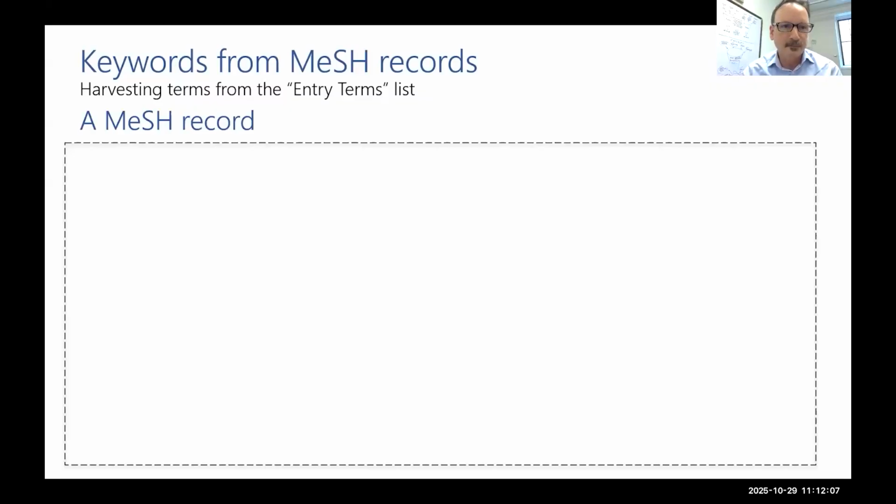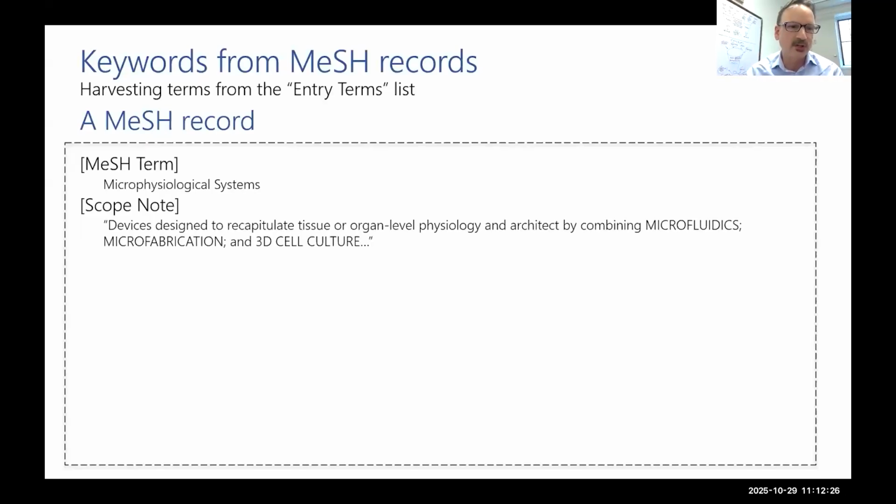And so how do we do that? We're going to harvest terms from what is called the entry term list in the individual MeSH records that we've already visited. This is a little mock-up of a MeSH record. Similar to a PubMed record, it has different parts. It has a MeSH term field, which is, in this case, microphysiological systems. It has a scope note, that definition I referred to earlier, which basically says, this is PubMed's understanding of what microphysiological systems are.